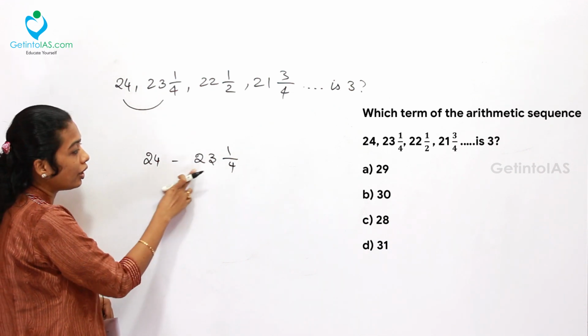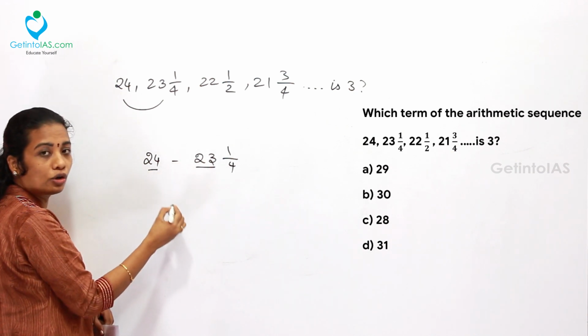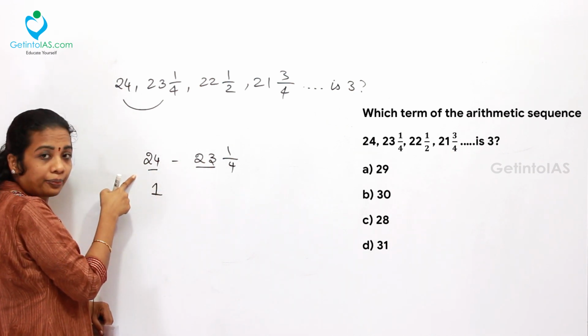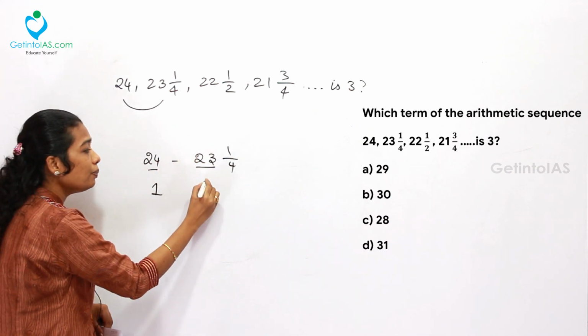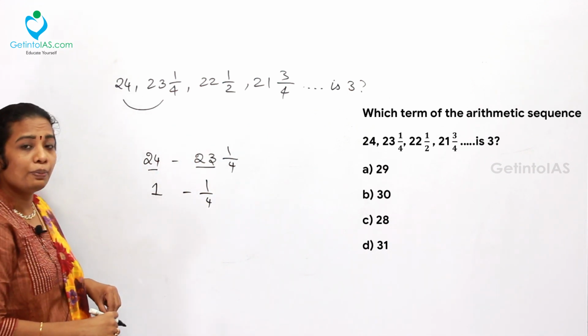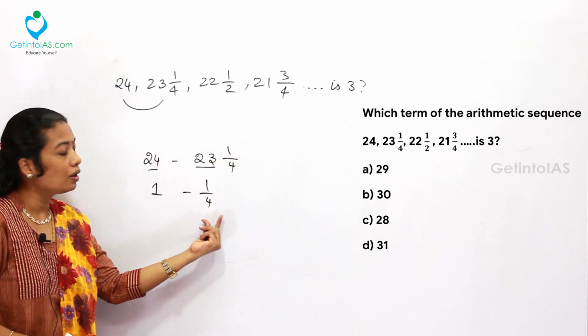So 24 minus 23, first you want to take it. 24 is a whole number, 23 is a whole number. So the rest 1 will be here, right? First of all you subtract this, 1 will be on the left side and 1 by 4 will remain on the right side. Why? Because you have subtracted only 23, not 1 by 4. So 1 here, 1 by 4 here.